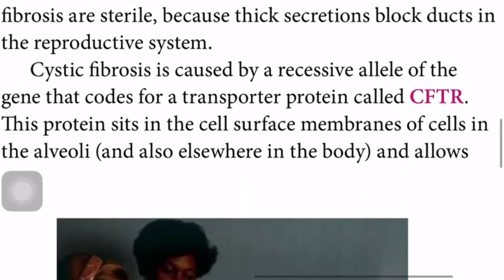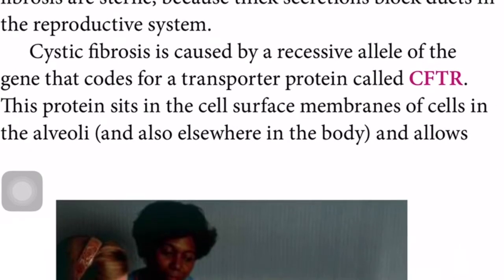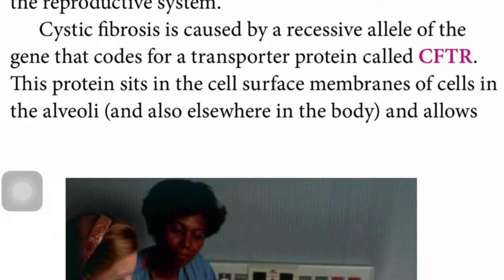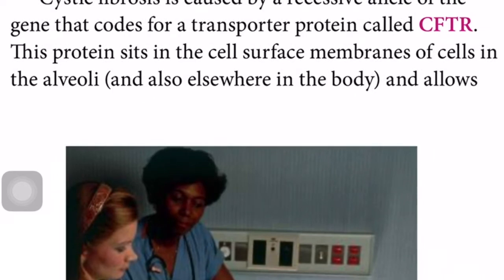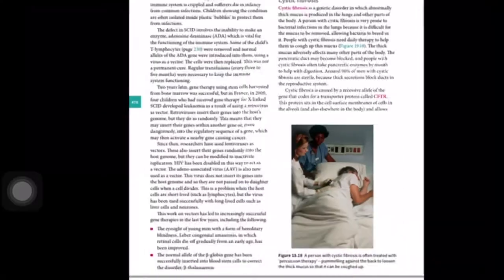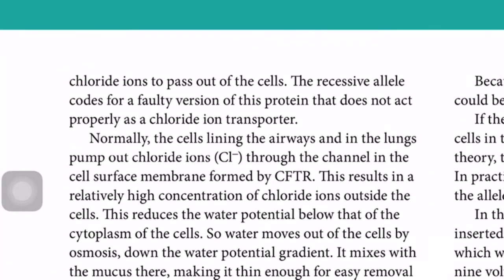That can't happen. Cystic fibrosis is caused by a recessive allele of the gene that codes for the transporter protein called CFTR. We know what a transporter protein is. It is a protein in the cell surface membranes, which is responsible for the entry and exit of substances. This protein sits in the cell surface membranes of the cells in the alveoli, and also everywhere in the body, and allows chloride ions to pass out of the cells.